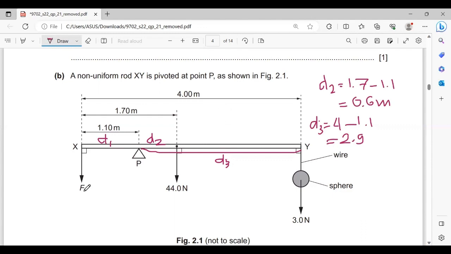This is F1, the first one. This is F2. F2 equals 44 newtons. And this is F3. F3 equals 3 newtons, the weight of the sphere.